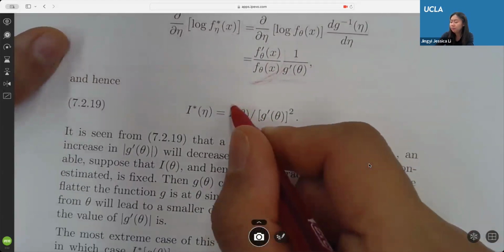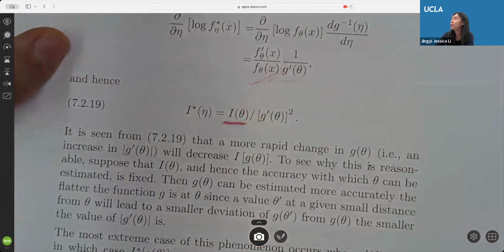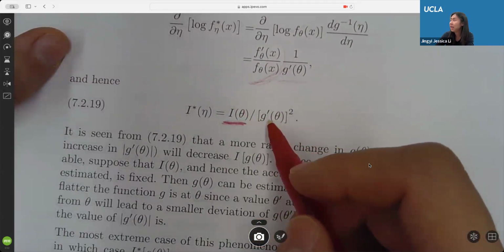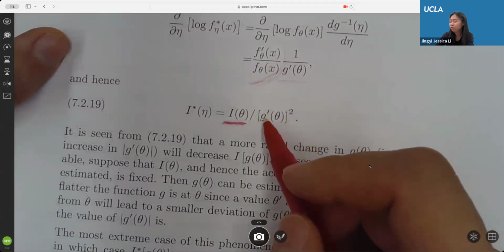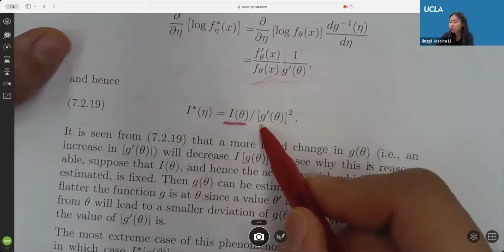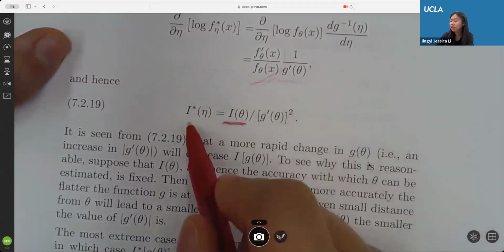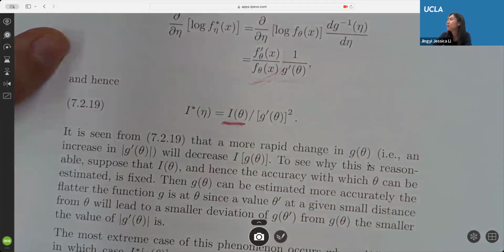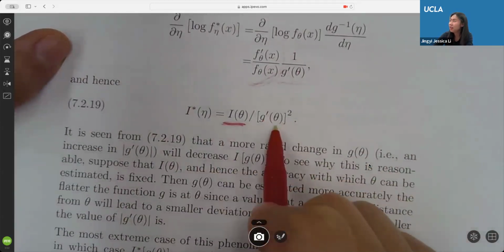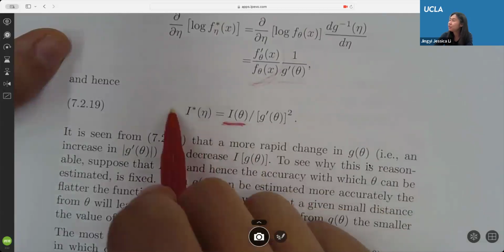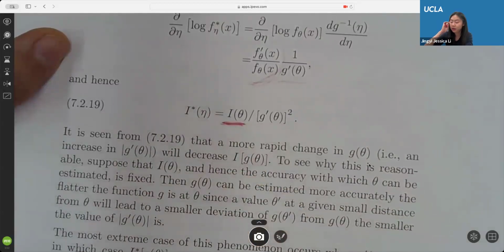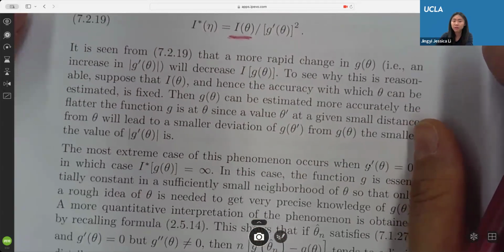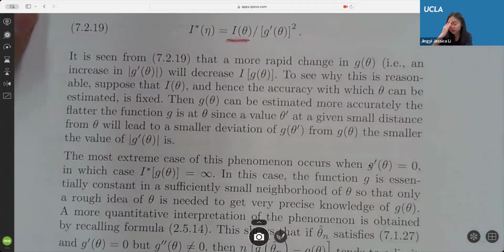Essentially, we're saying that by transforming the parameter, depending on the transformation g and how fast it changes at the current theta, it will change our Fisher information. The larger g prime theta is, the smaller the post-transformation Fisher information is. The smaller g prime theta is, the larger the Fisher information after transformation. Let's first read this explanation to see whether it makes sense to you. Then we can go back and use my language to express it.